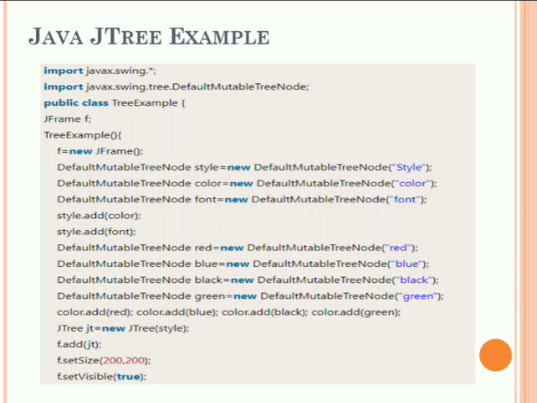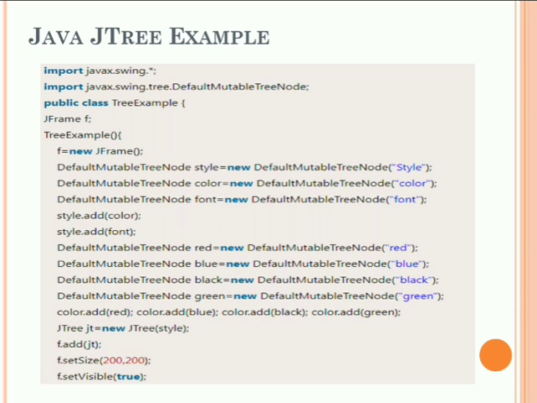Default mutable tree node red is equal to new default mutable tree node red. We are changing the color of that particular tree, so we are writing red for that particular tree. Default mutable tree node blue, its tree node's color we are writing as blue, then we are adding black color and then green color respectively. Color.add(red), color.add(blue), color.add(black) and color.add(green). We are adding these four colors.